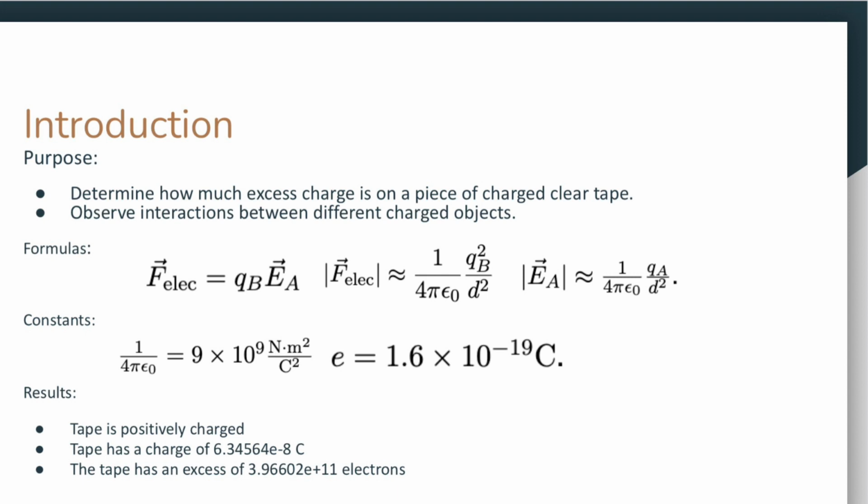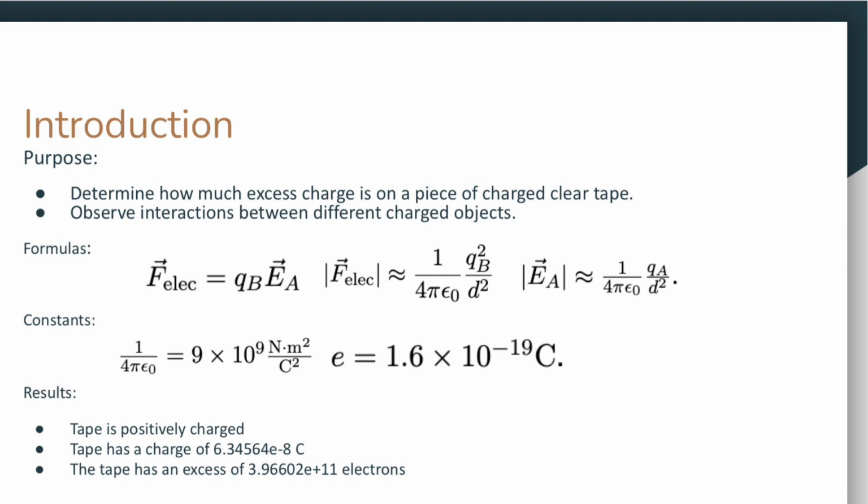The purpose of this lab was to observe interactions between different charged objects, specifically two pieces of charged tape. And then we were to determine the excess charge on a piece of charged tape. The formulas that we used in this experiment were the electric force, the magnitude of this force, and the electric field, using the constants, Coulomb's constant and the number for the charge of an electron.